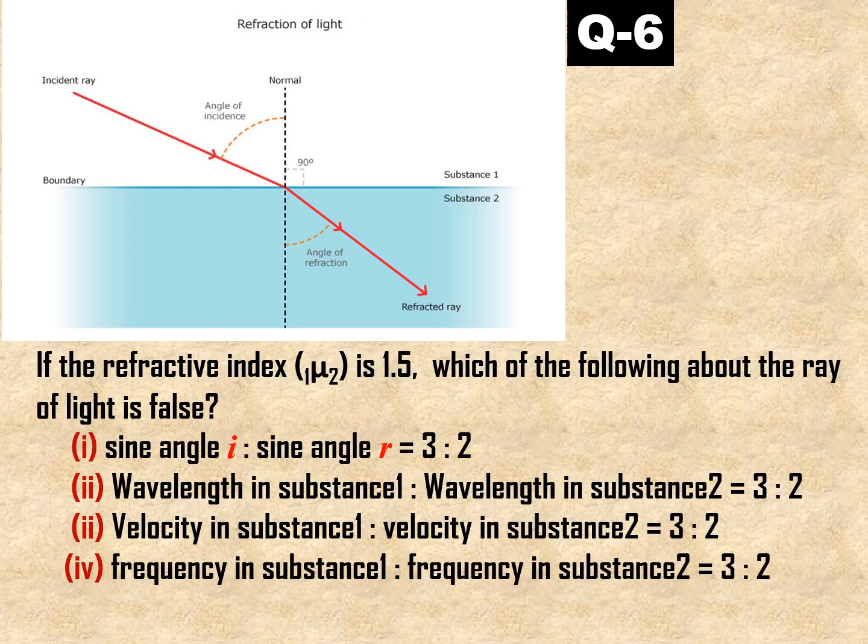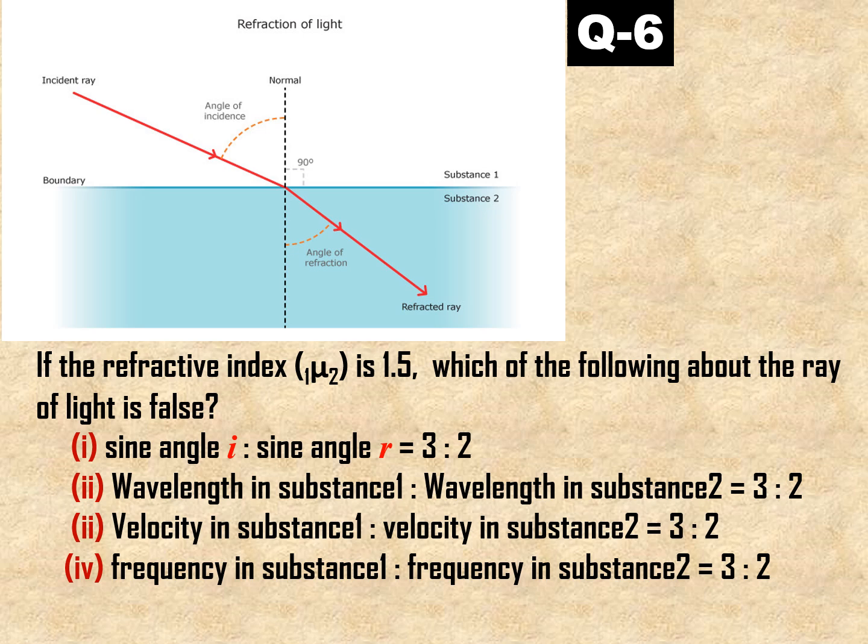Here is the last one, question number 6. Look at the figure. A ray of light, passing from medium 1 to medium 2, bends in a certain way. If the refractive index, 1 mu2, is 1.5, which of the following about the ray of light is false? Statement 1. Ratio of sine angle I to sine angle R is equal to 3:2. Statement 2. Ratio of wavelength in substance 1 to wavelength in substance 2 is equal to 3:2.